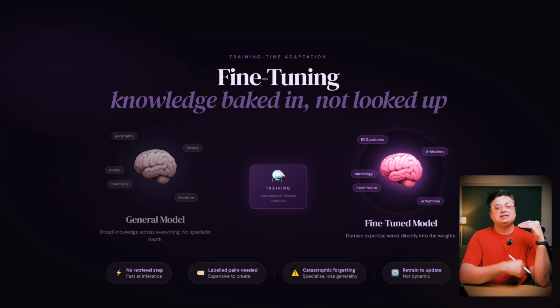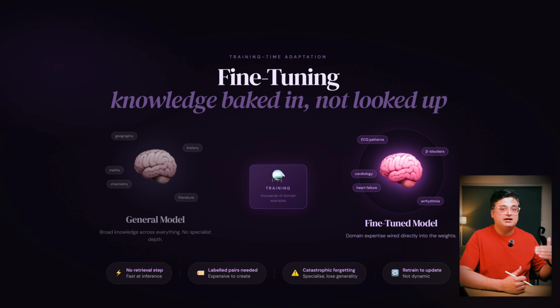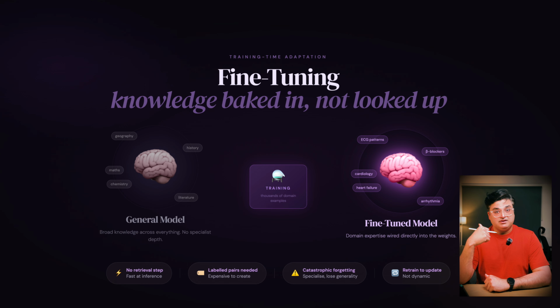You give the model thousands of examples specific to your domain. Here's the question, here's the ideal answer. And through training, it adjusts internally to get better at exactly that type of task. So what's the upside? It's fast at inference, no retrieval step, no database to maintain. The expertise is baked in.